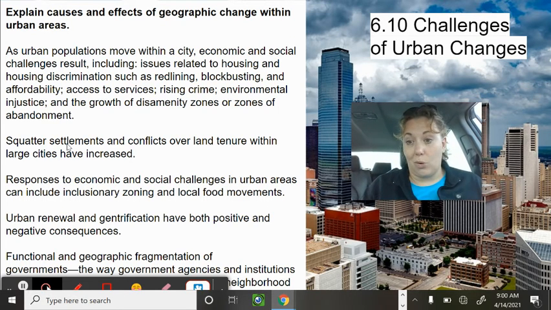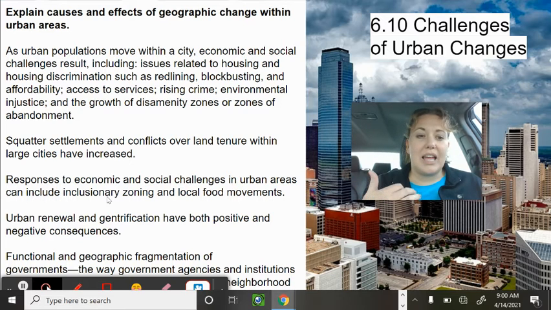And it created this whole thing. Economic and social challenges in urban areas can include inclusionary zoning and local food movements. So again, one of the positive responses to these changes is, okay, well, let's let food trucks come. Let's let, where it used to only be high income housing, we're going to allow some lower income housing to be mixed in as well. And then the function and fragmentation of governments.